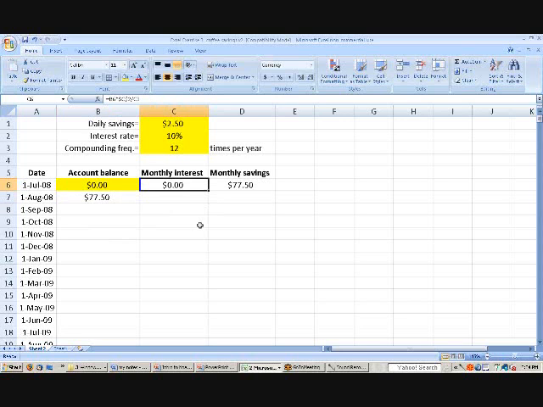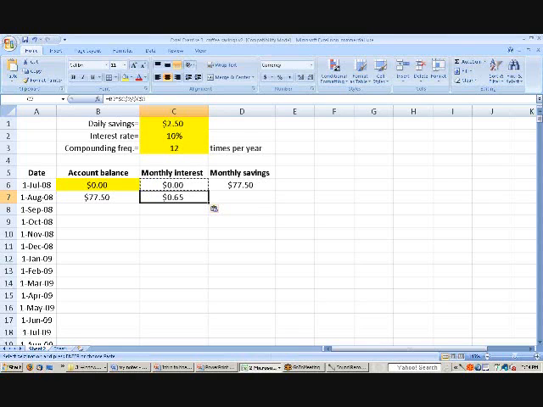Now these other two formulas, I should just be able to copy them down. So starting with monthly interest. Oh, I forgot to freeze one of the references. So here we need to freeze both C2, which I already did, which is the interest rate, but we also need to freeze C3, which is the compounding frequency. Now I should be able to copy this down.